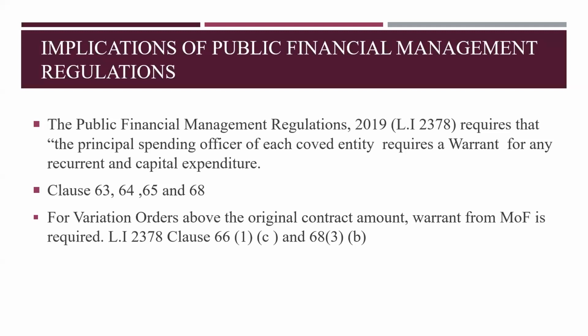The Public Financial Management Regulations 2019, LI 2378, requires that the principal spending officer of each covered entity requires a warrant for recurrent and capital expenditure. So the principal spending officer in our case here, like our chief executive, requires a warrant for any recurrent or capital expenditure that he's going to undertake. For this particular reason, I've tried to give you clauses in the Public Financial Management Regulations that deal with such cases. So clauses 63, 64, 65, and 68 take a look at this.